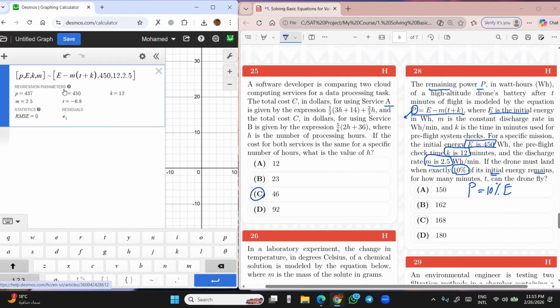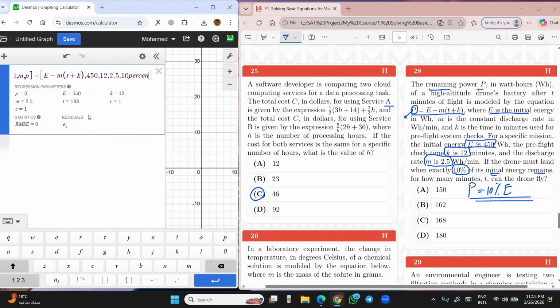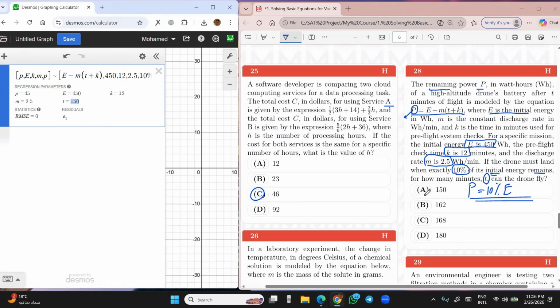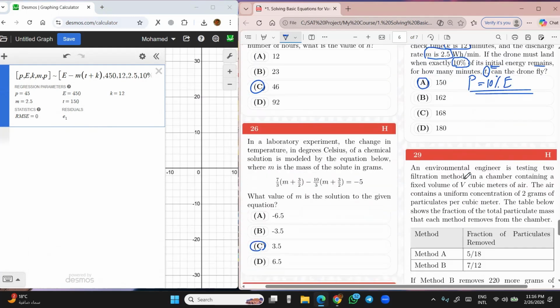And then the last part is this. You need to remember that P, which is the remaining power, is 10% of the initial, which is 10% of E. So we write here another comma and write P on the left side, and on the right side we add 10% of E. How to write 10%? Just write 10 and then percent, P-E-R-C-E-N-T, and it gives you off. Write letter E. Once you've done with this, everything is clear. We need to get the value of T. And T, as you can see here, is 150, which makes letter A our correct option.